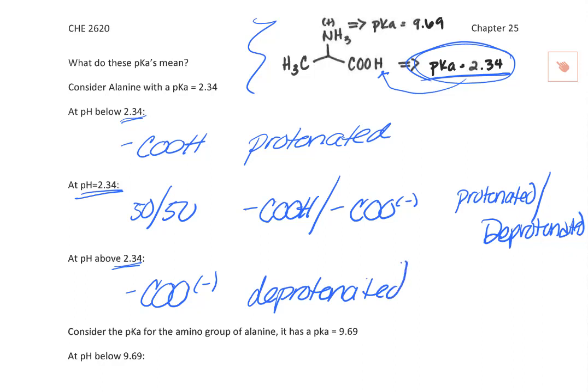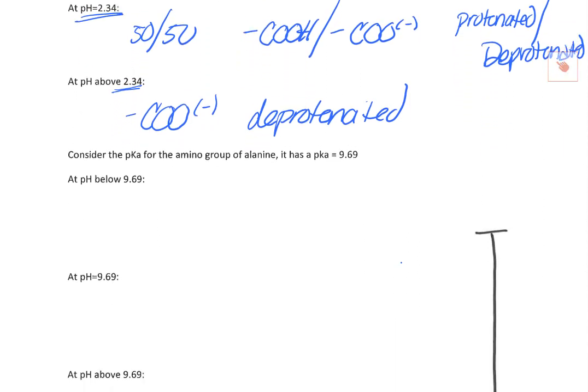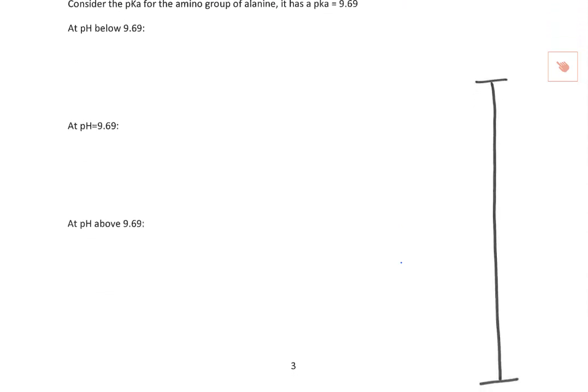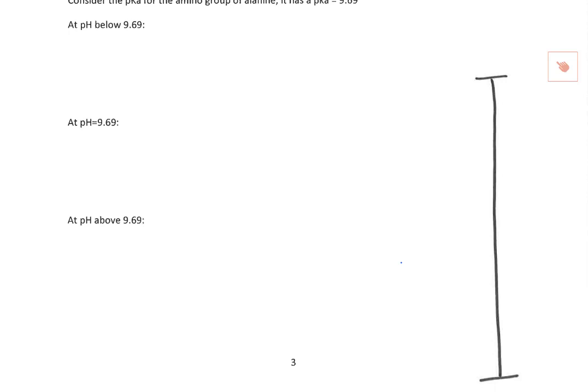So when you're looking at this and you're thinking, well, what about the NH3 group? That's a great question. So let's talk about that NH3 group. The NH3 group has a pKa of 9.69. So what that means is when our pH is equivalent to the pKa, we're always going to have that 50-50 mixture of protonated and deprotonated.